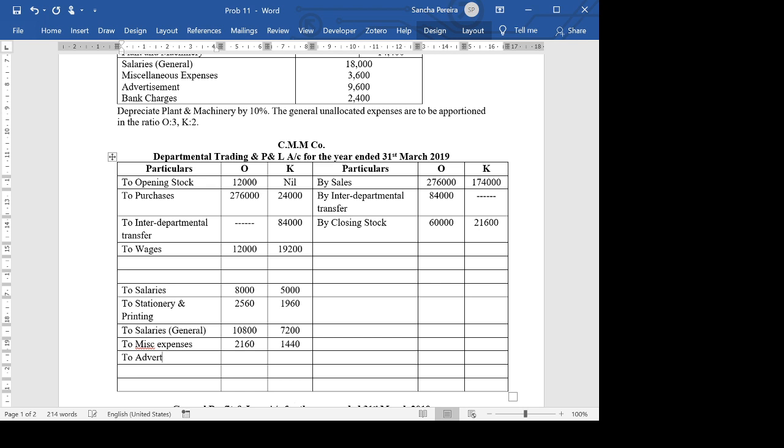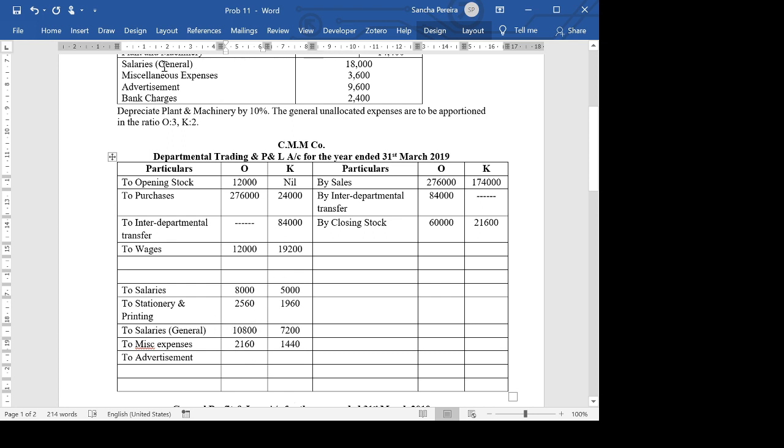To advertisement. Now, even though I know advertisement is normally divided on the basis of sales, because of the statement, I will take it in the ratio of 3 to 2. So 96 divided in the ratio of... no, it won't come because you're already taking it here. Salaries general won't come in the general profit and loss account because you're already taking it here.